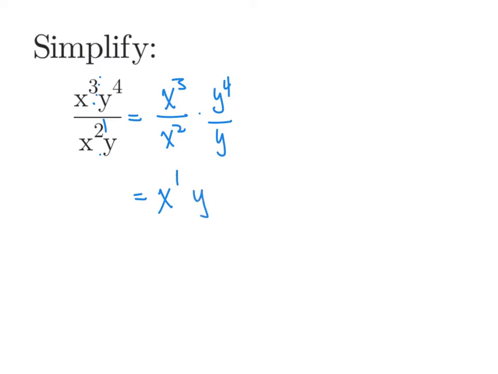And for the y's, we have y to the 4th over y, and of course that y in the denominator has a power of 1, so we subtract those two. 4 minus 1 is 3. And we should simplify this, write it as x times y to the 3rd.